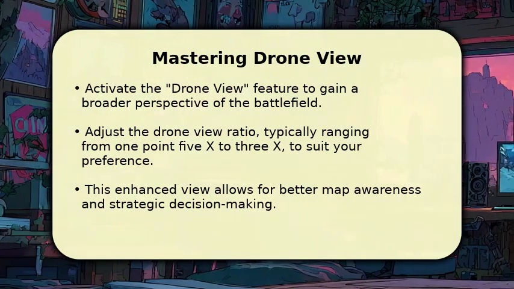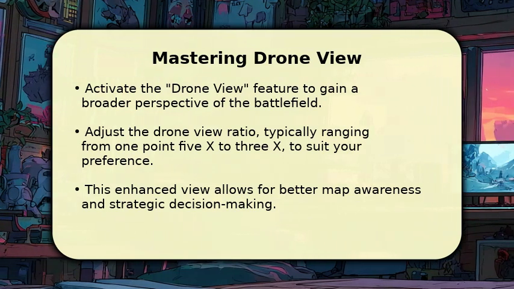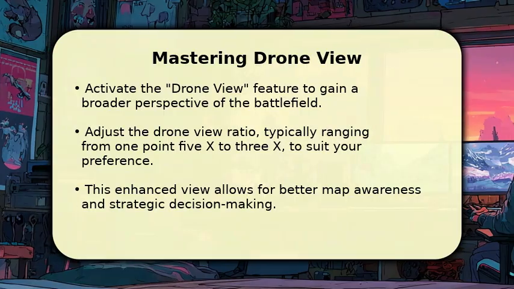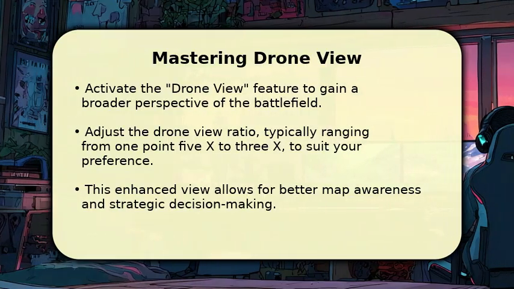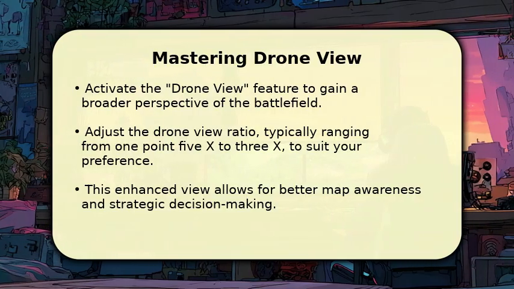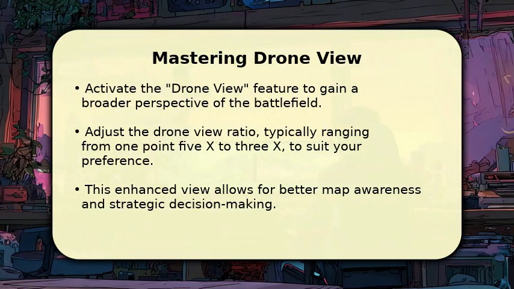One of Zenhub MLBB's most strategic features is the drone view. To enable it, find the drone view option in the main menu and toggle it on. You can then adjust the zoom level, often from 1.5x to 3x, giving you a much wider field of vision.